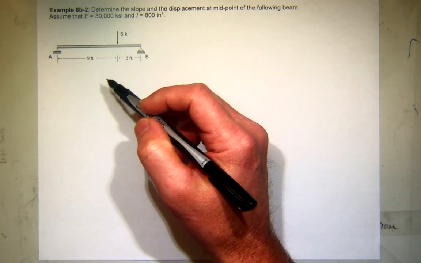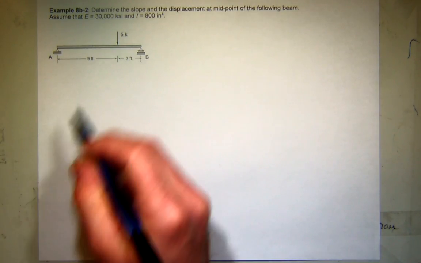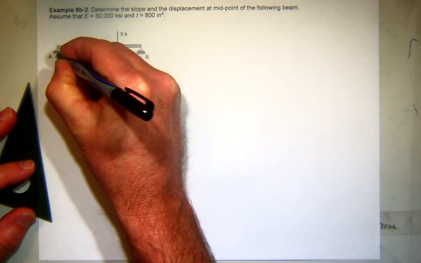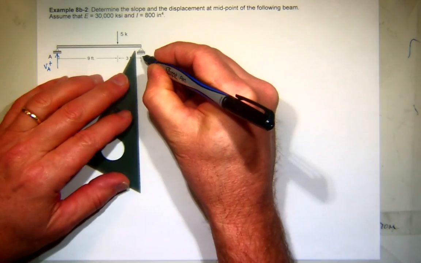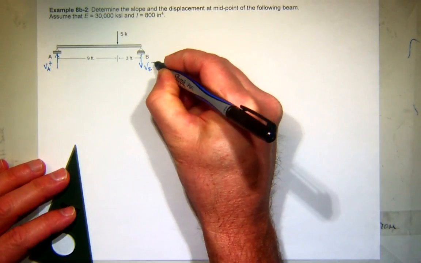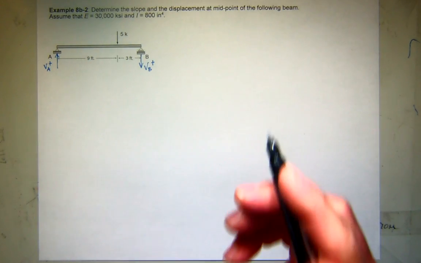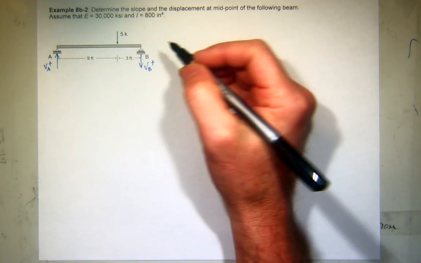All right, so what do we do first in conjugate beam? We need to find the moment in the real beam. So I'm going to need to find some values. I'm going to assume at A I have a positive shear acting up, and at B a positive shear, and I'm going to find those values. So how best to do that? I think I'll just sum moments at B. How about that?